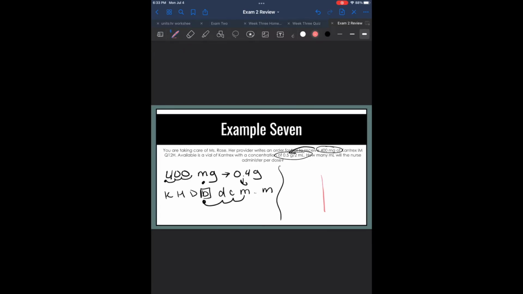Okay. So on our dimensional analysis cross, our order goes on the left, which we determined was 0.4 grams. And what we have on the right is what we have available. So 2 milliliters on top, 0.5 grams on the bottom. Our grams will cancel out. We have milliliters left, which is what our answer needs to be in. So we can multiply across the top and the bottom. So 0.4 divided by 0.5 is going to give us 0.8 milliliters of this medication that we're going to administer to our patient.